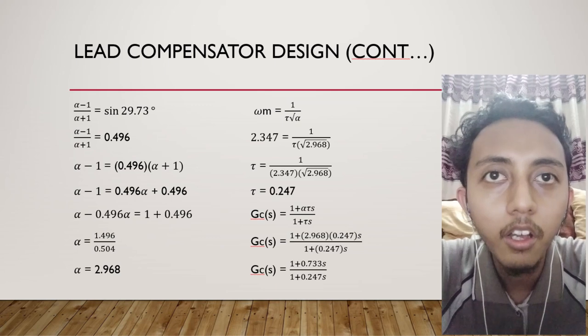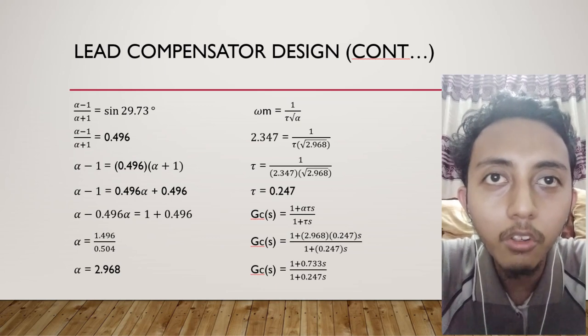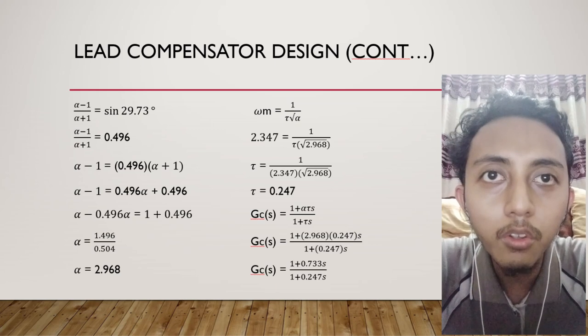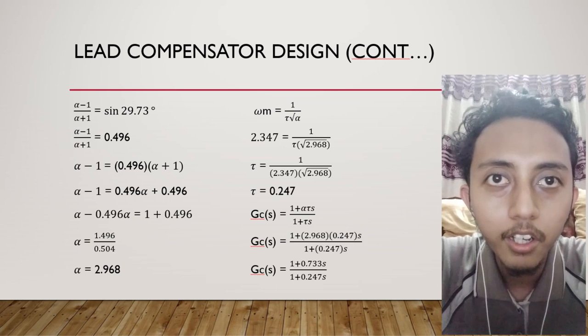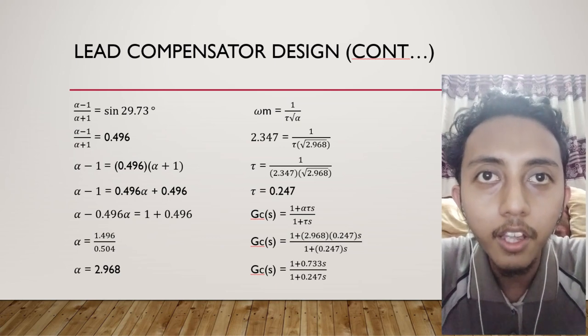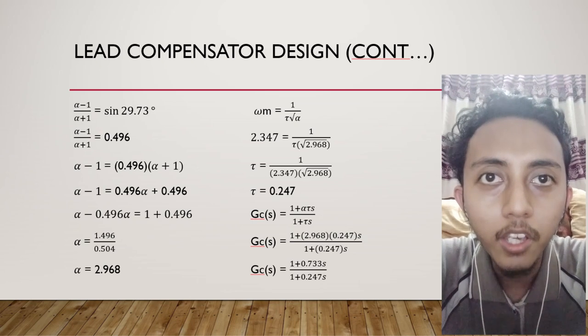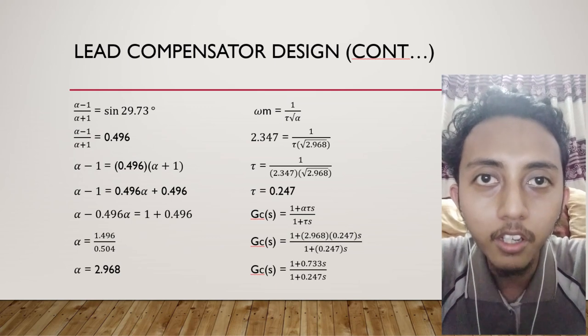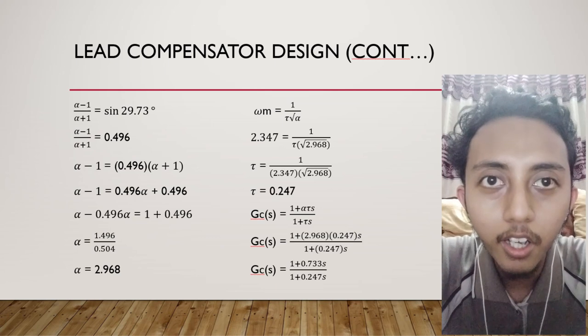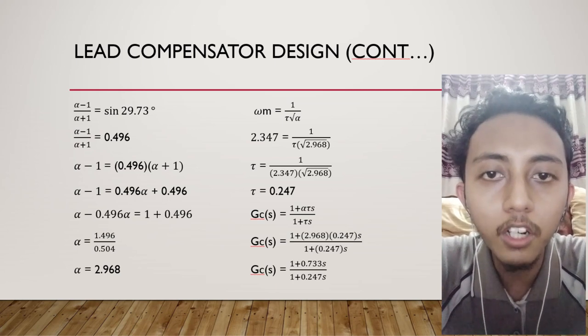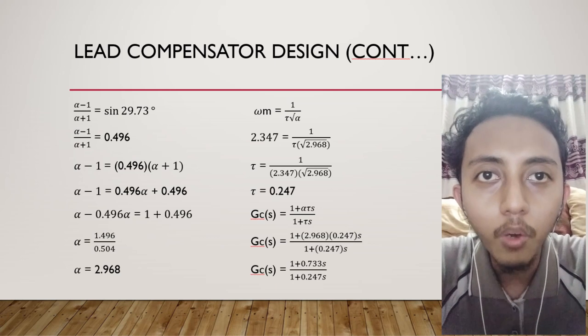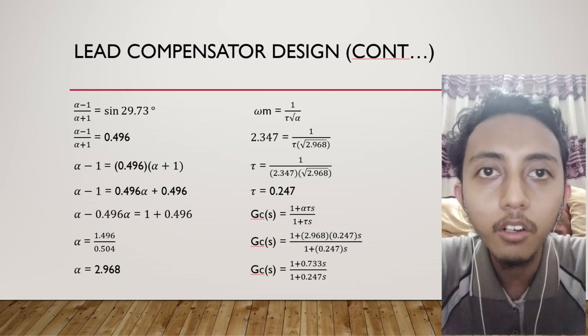which is equivalent to 2.968. And now we know that omega m is equal to 1 over tau square root alpha. Tau is also equal to the time constant. When you insert the alpha value and the omega value that we have already obtained, we can rearrange the equation and obtain the tau value, which is 0.247. And now that we have the tau value and the alpha value, we'll insert it into the transfer function for the lead compensator network, which is 1 plus alpha tau s over 1 plus tau s.